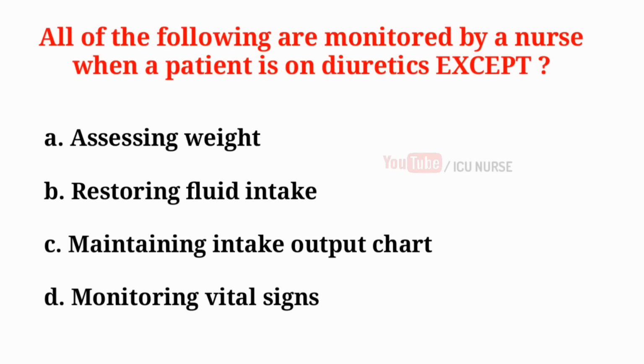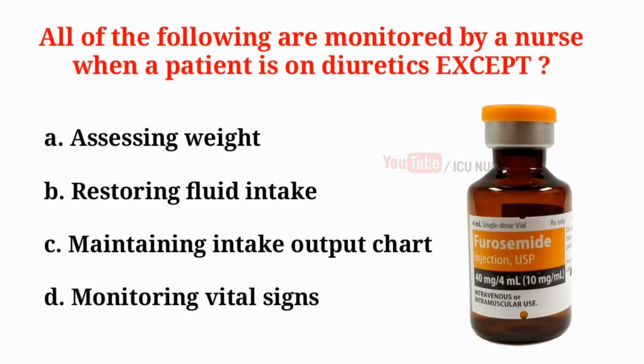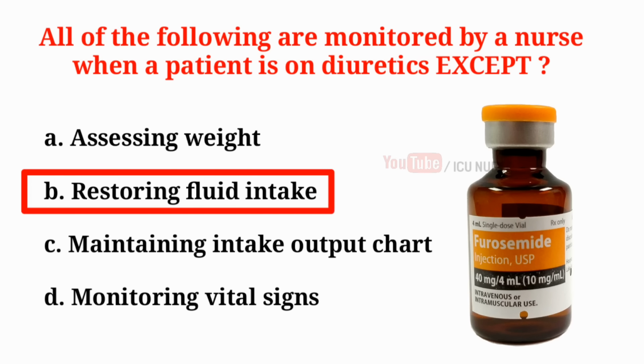All of the following are monitored by a nurse when a patient is on diuretics, except: A. Assessing weight, B. Restoring fluid intake, C. Maintaining intake output chart, D. Monitoring vital signs. And the correct answer is B. Restoring fluid intake.